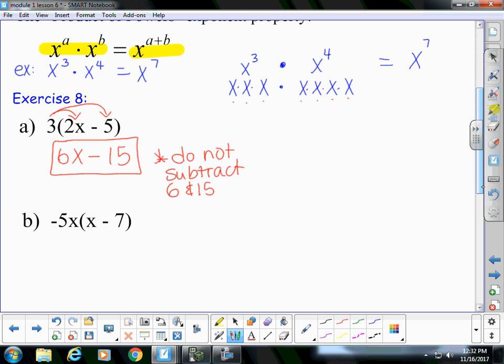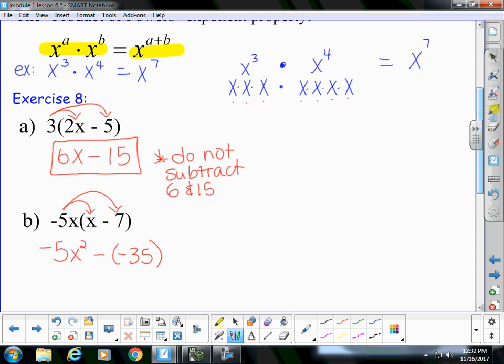Okay, so I'm going to distribute here. Negative 5x times x and negative 5 times 7. So the negative 5x times x, that's actually going to make negative 5x squared. There's two x's, and that's why it becomes x to the 2nd power. It's the same idea as there's 3 x's and 4 x's, so there's 7 altogether. Here there's 1 and 1, that makes 2. Okay, bring my minus sign down, and then I'm going to say negative 5 times 7, and that actually makes negative 35.